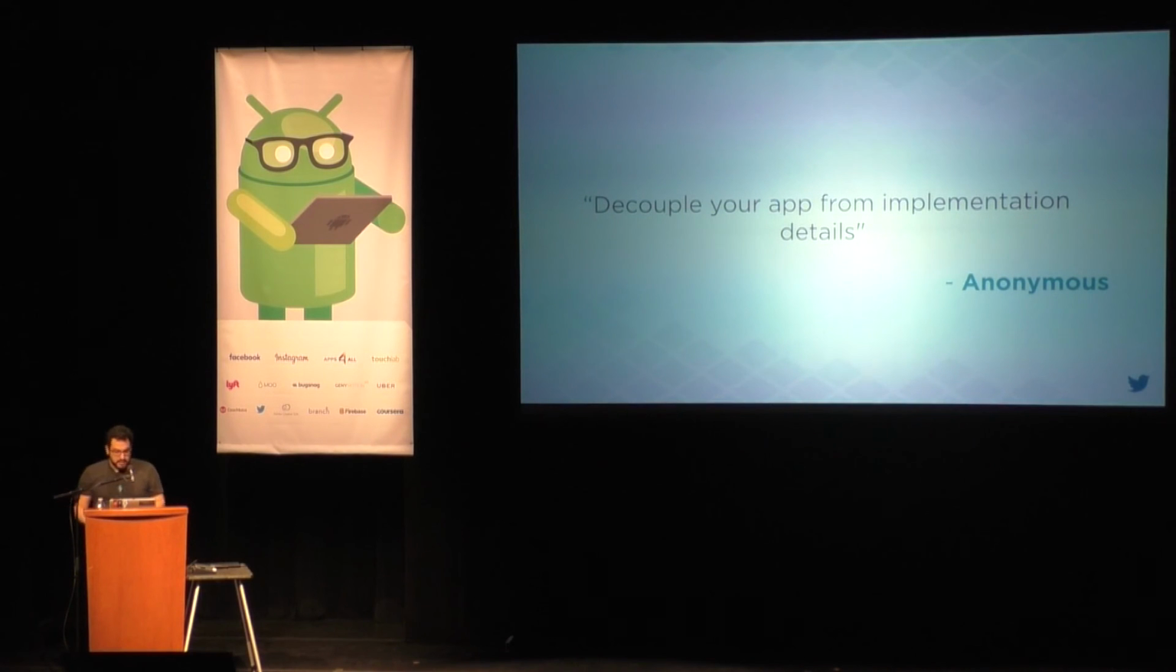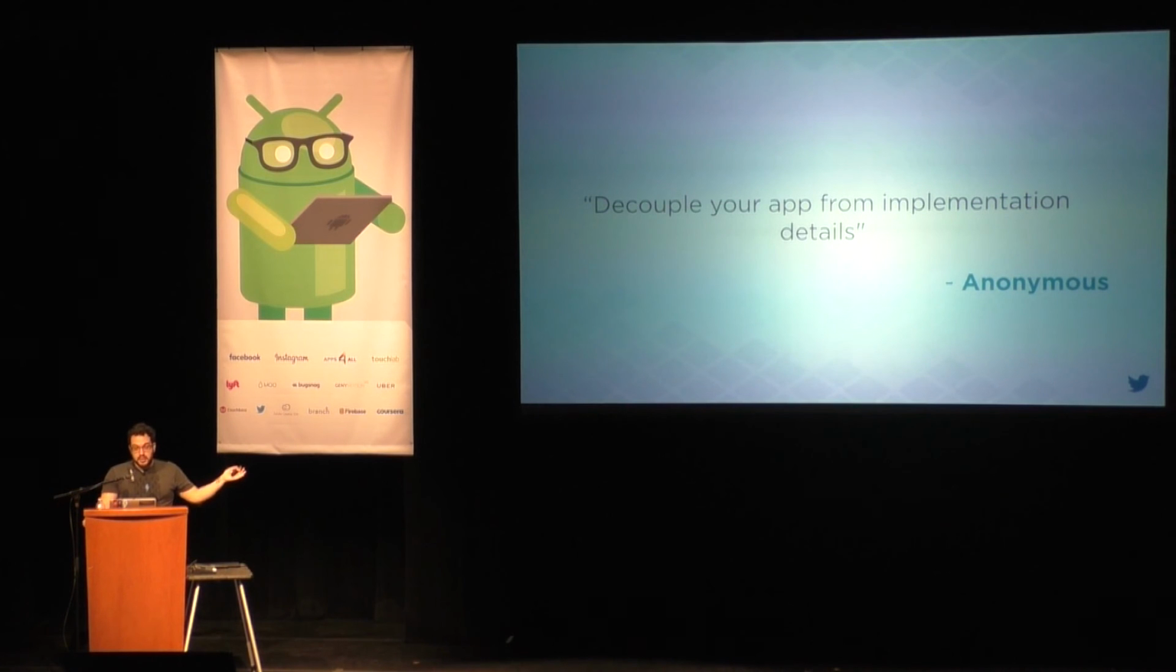This is my advice. Try to decouple your app from implementation details. By that, what I mean is, if you hide the implementation by using a contract, an interface, you can change the implementation details, but the classes depending on that contract are not going to change. Unless you are adding a new feature, but then that's normal, right?